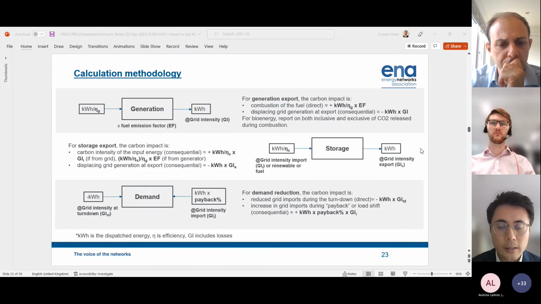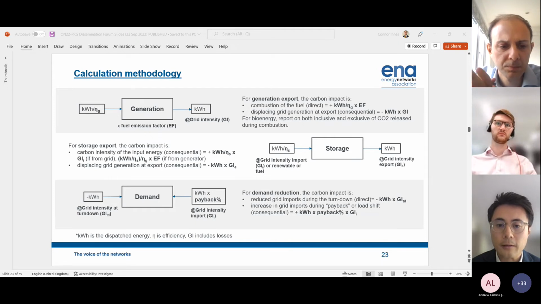So this slide shows in a bit more detail how we would calculate the carbon intensity based on those three types of technologies: generation, storage, and demand. So for generation, there are two types of carbon impacts: the direct and the consequential. The direct is the combustion of the fuel. So we take the energy that is dispatched and divide it by the efficiency of the generator, and multiply that by the emissions factor of the fuel, and that gives the assumed carbon impact of combusting that fuel.